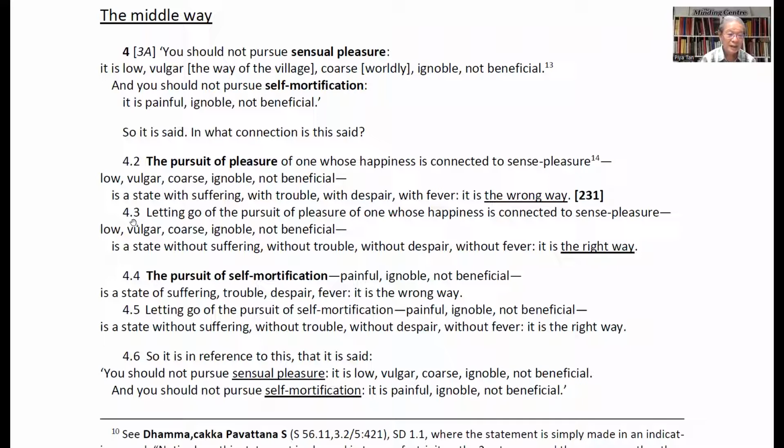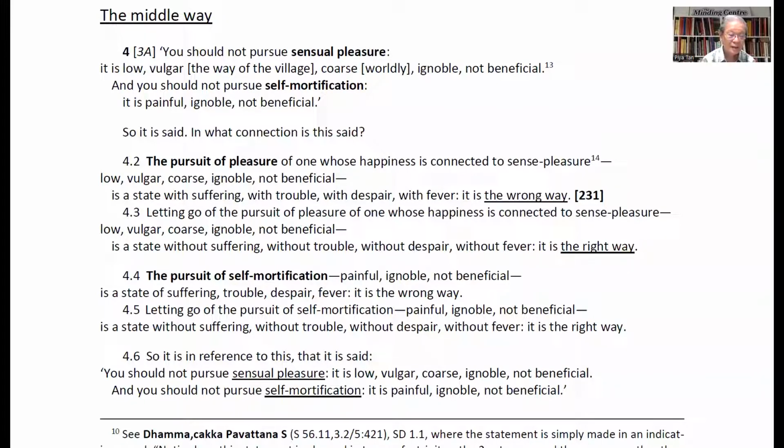Then 4.3, letting go of the pursuit of pleasure. Notice the Buddha didn't say letting go of pleasure, it's letting go of the pursuit, stopping the chase. Later on with meditation, you begin to understand the meaning of this sentence. We let go of the pursuit of pleasure. We stop chasing after pleasure. Of one whose happiness is connected to sensual pleasure. In other words, one who is carried away, addicted to pleasure. Low, vulgar, coarse, ignoble, not beneficial. Now notice the adjectives are repeated. The Buddha wants to make sure that what he's saying is understood in the right way. So here it says, this state, letting go of all those pleasures, is a state without suffering, without trouble, without despair, without fever. It is the right way.